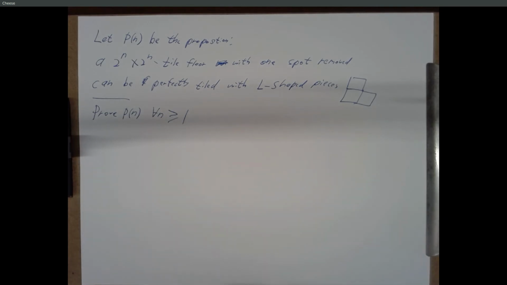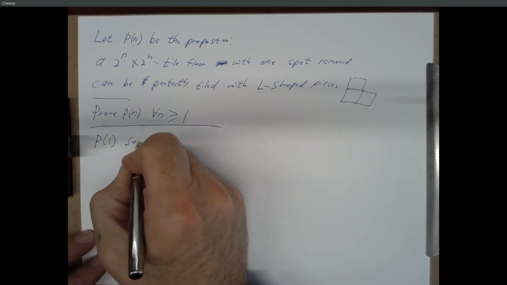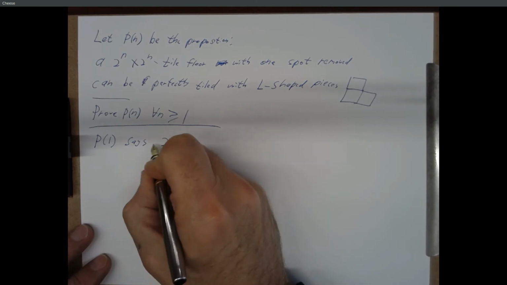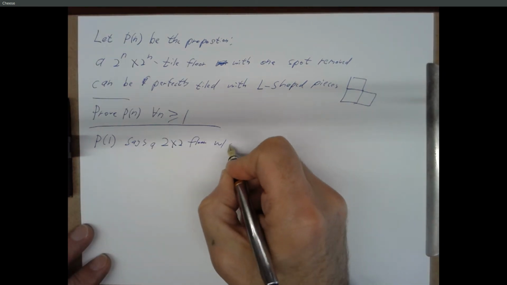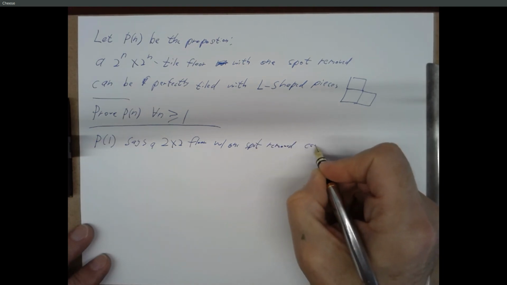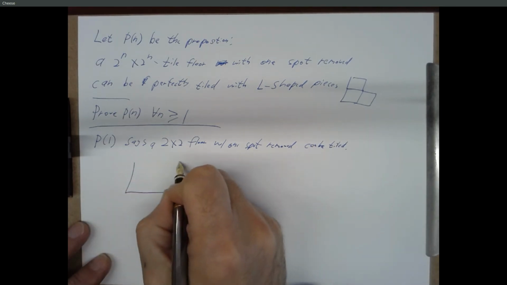So let's see how we could prove this. P(n) is a proposition that on a 2^n by 2^n tile floor with one spot removed anywhere in there, we can tile the remaining spots perfectly with these L-shaped pieces. Okay, well let's start with a base case. P(1) says a 2^1 by 2^1 tiled floor, so a 2 by 2 floor with one spot removed, can be tiled. Well, let's look at a 2 by 2 floor.